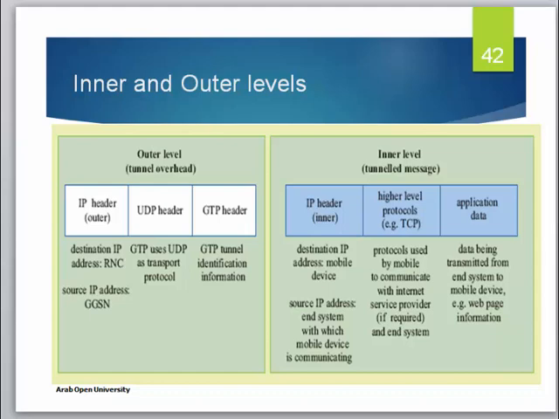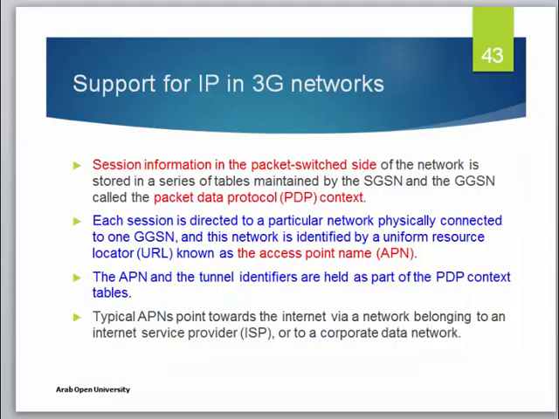Typical APNs point toward the internet via a network belonging to an internet service provider (ISP) or to a corporate data network. In addition to data transfers to single recipients, third generation also offers a multicast streaming and download service called MBMS, the Multimedia Broadcast and Multicast Service. This allows an IP multicast tree to be constructed within the mobile network, eliminating the need to send multiple copies of the data across the network.